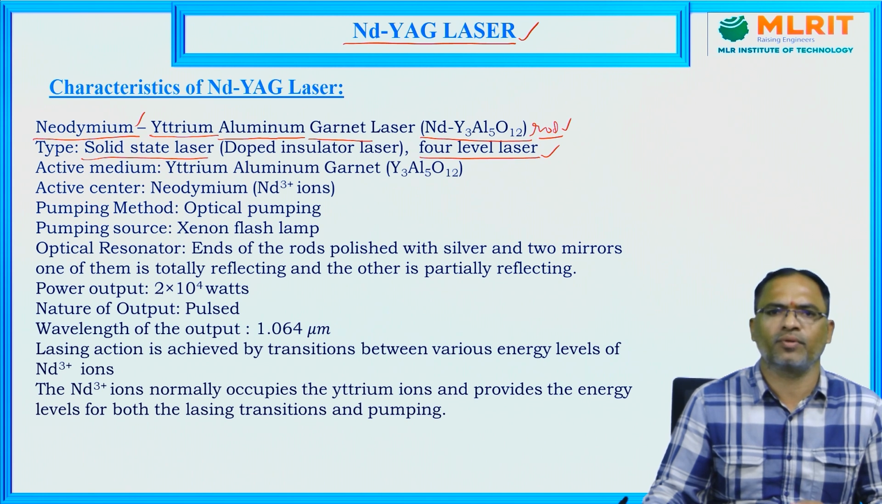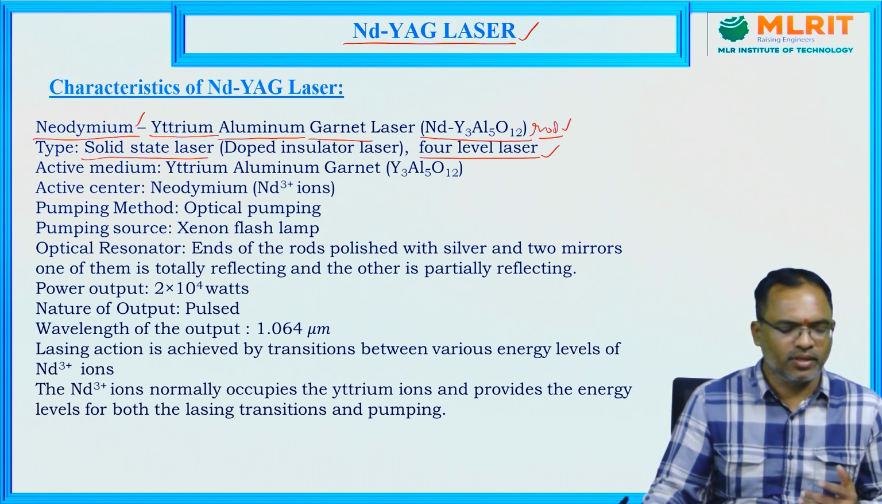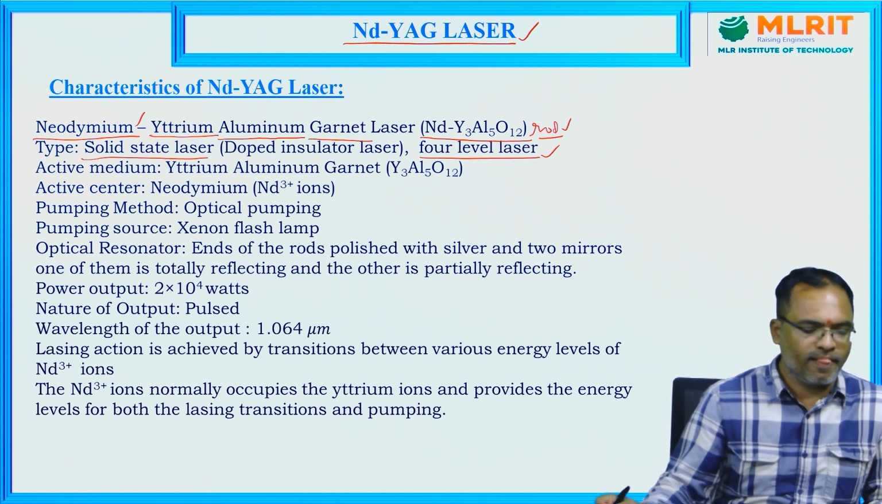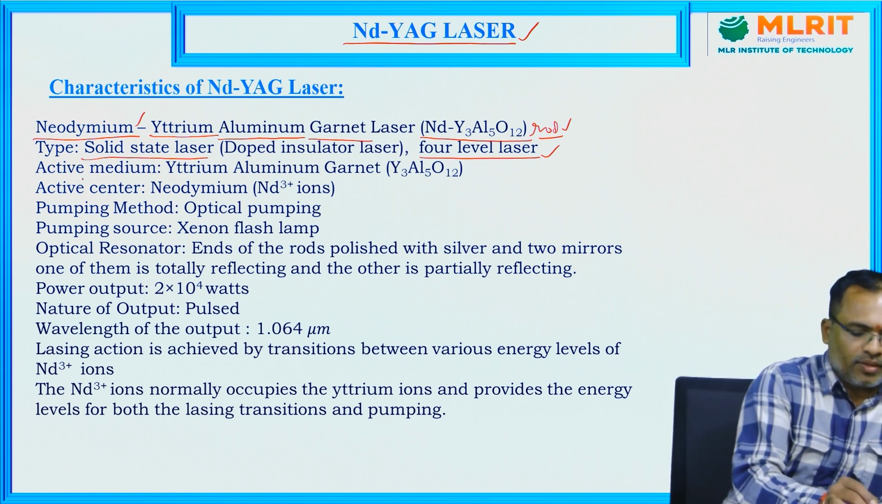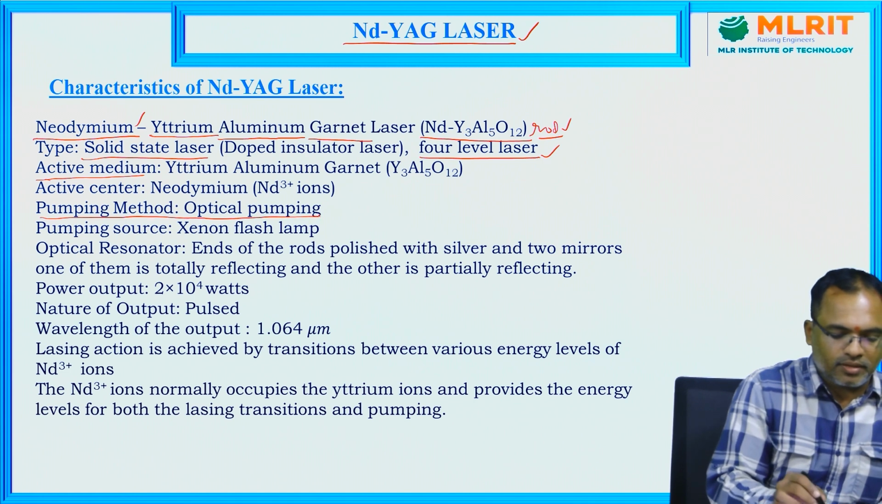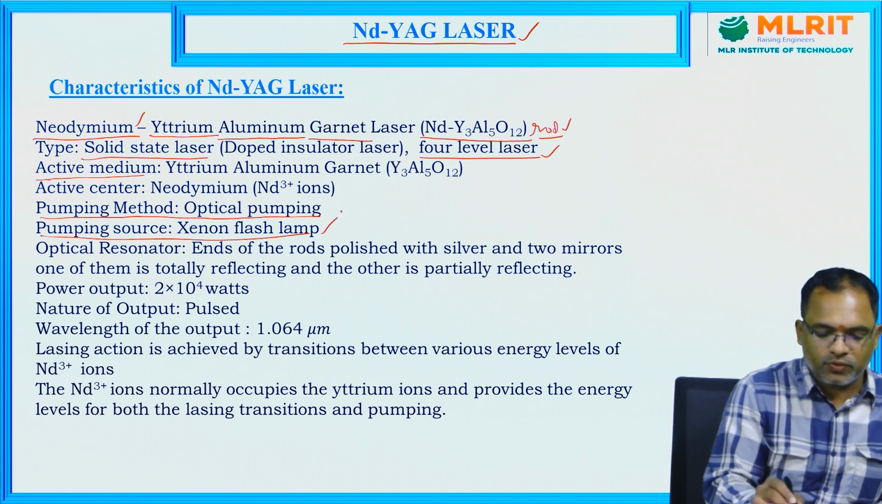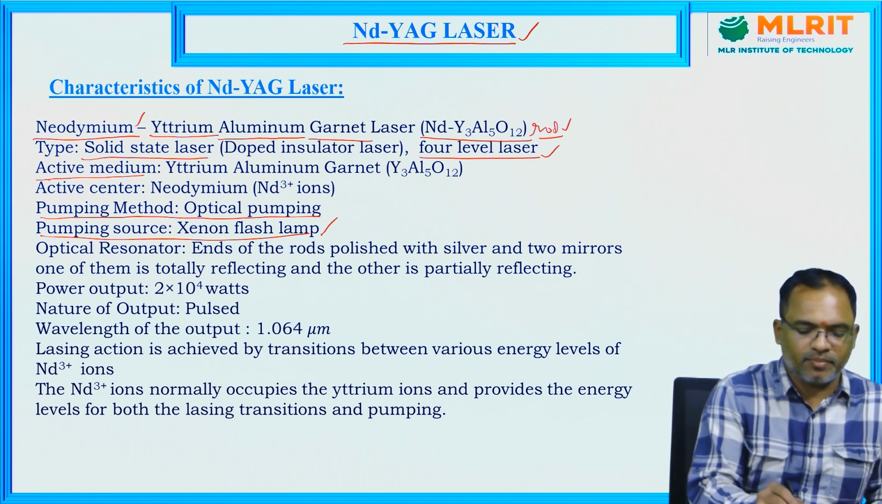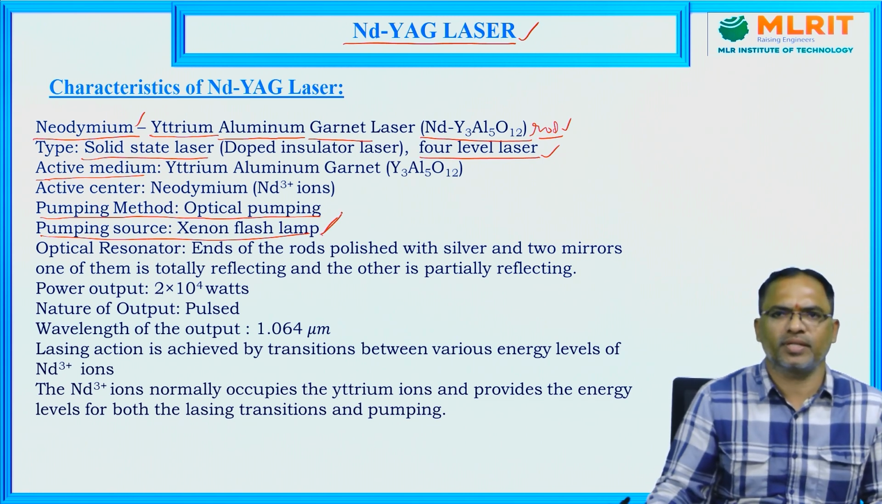They have their own advantages and disadvantages. Now, this is a 4-level laser. ND-YAG laser is a 4-level laser. And coming to the ports, we know first port is source of energy. What is source of energy in this laser? Xenon flash tube. Xenon flash lamp serves the purpose of source of energy.